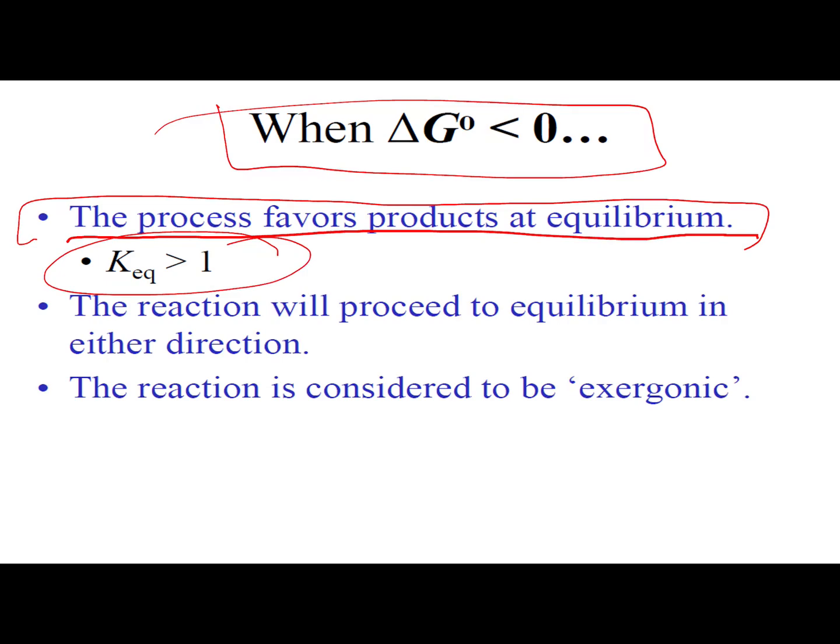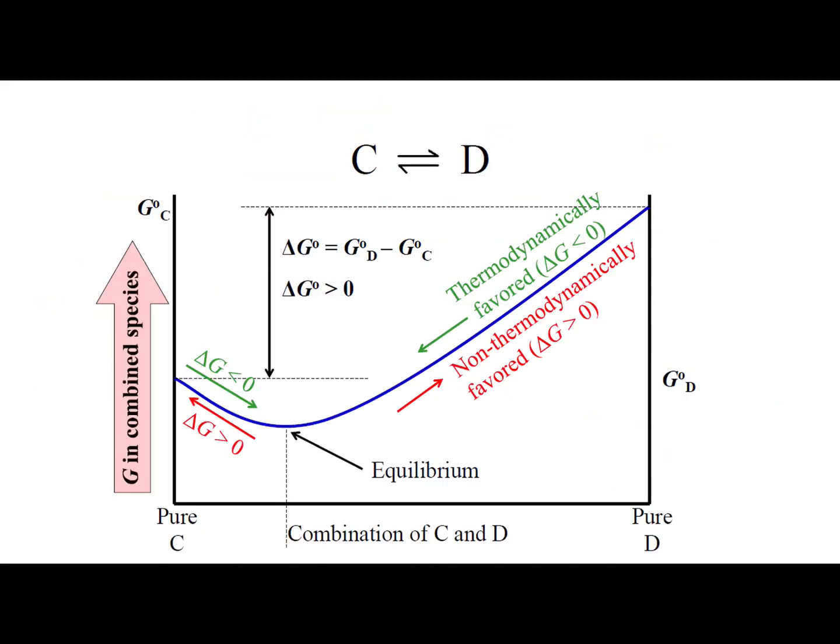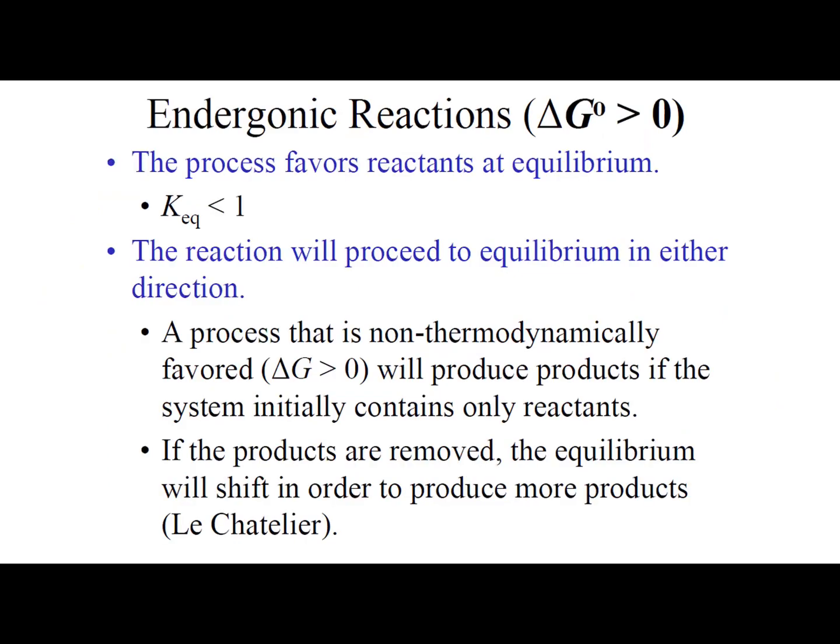All right, so the KEQ is greater than 1. The reaction will proceed to equilibrium in either direction. And this reaction is exergonic, okay? The term exergonic. And exergonic means, the definition of it is that delta G naught is less than 0.